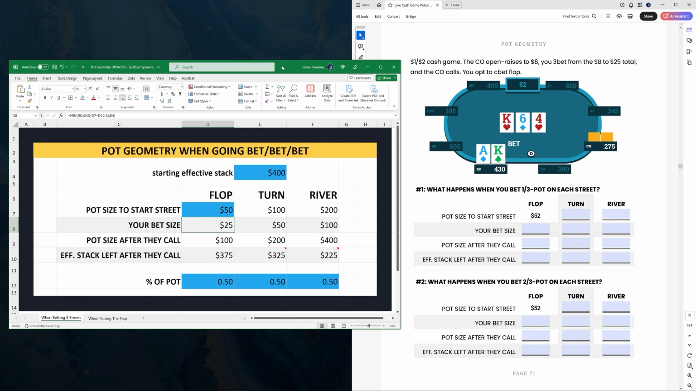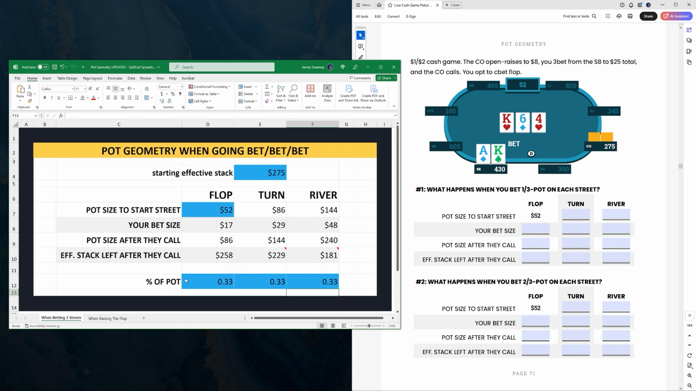We only need to enter 5 different numbers and then we can get started. So we need the effective stack to start the spot. So right here, the effective stack, the smallest of the stacks between the two involved players, is 275. Plug that in right here. Pot size to start the street is $52, and then the percentage of pot. So since the first set of questions on this page is talking about a 1/3 pot bet on every single street, the percentage of pot we can simply type in equals 1 divided by 3 to make sure that we're getting 1/3. Do the exact same thing for the turn, do the exact same thing for the river.